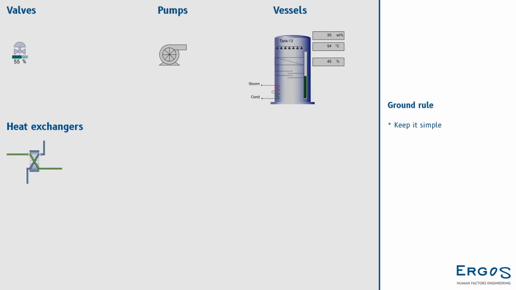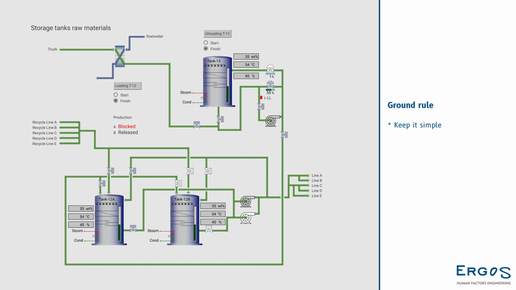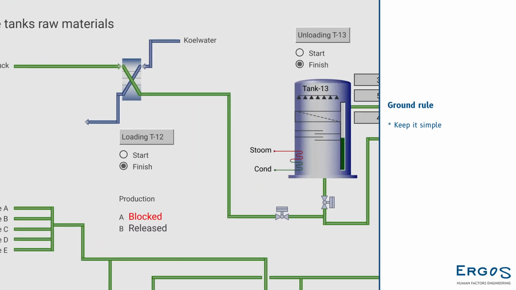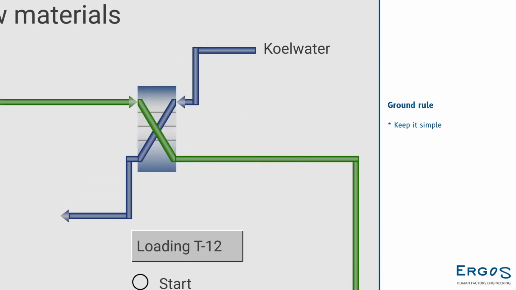Remember our ground rule, always keep it simple. In this video, we'll show you how we apply this rule to these 4 frequently used symbols. So let's have a look at the symbol which represents a heat exchanger. Heat exchangers are often represented literally to the construction instead of the function. This function of transferring heat between 2 pipelines can often be represented simple and small. Let's try.